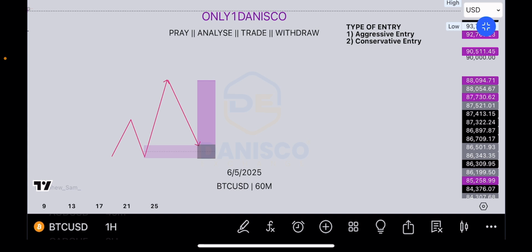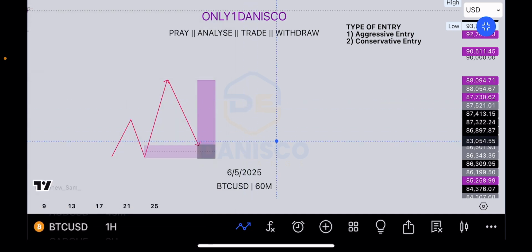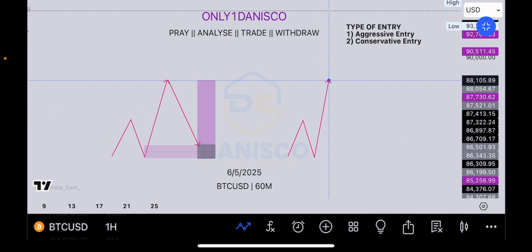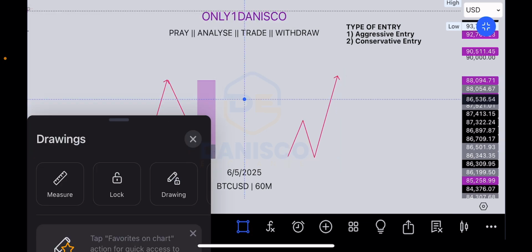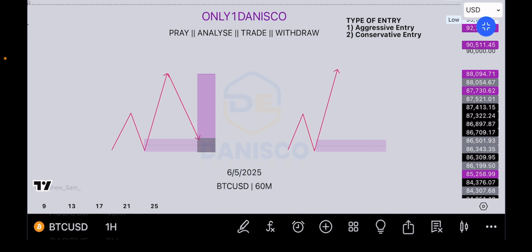Now, when we are talking about conservative entry, it is a kind of confirmatory entry, using confirmations to enter your market. Let's say we have the same structure. We have our POI at this point, this place. This is where we are looking forward to buy from. Now, this is conservative entry.